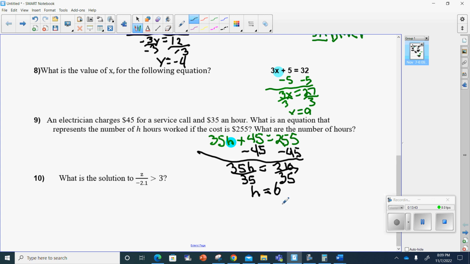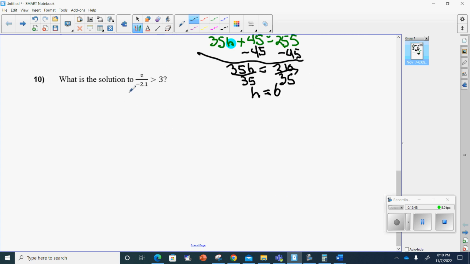All right, let's look at the last one here. It says, what is the solution to z over negative 2.1 is greater than 3? I'm going to rewrite this because that's going to be too hard to work around. Make a little mark here to represent z. Now, how would I solve this? Well, remember this is just a 1. I know I'm divided by negative 2.1, so I'm going to multiply by negative 2.1. Whenever I multiply to one side, I multiply to the other.